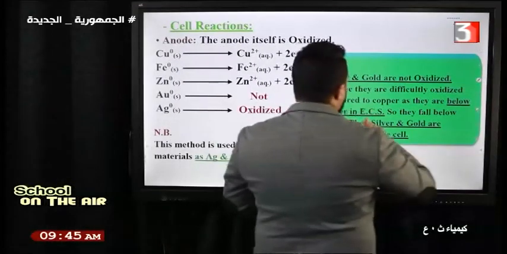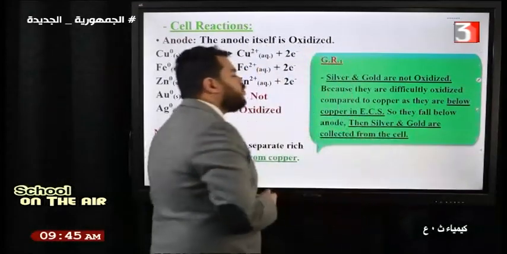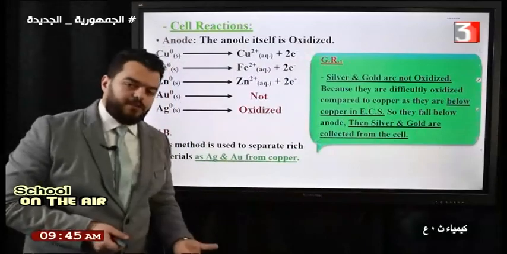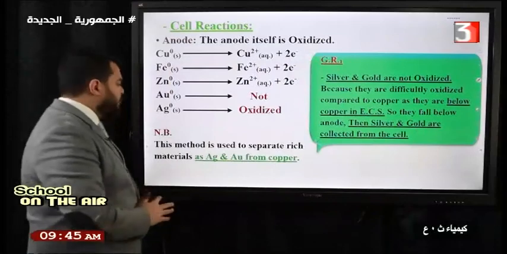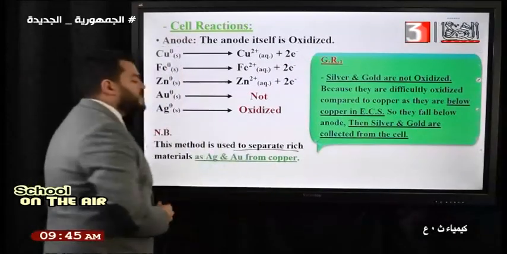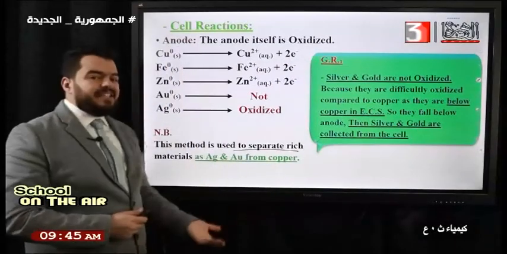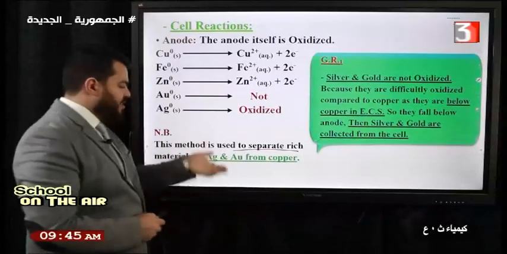Because they are below the copper in the electrochemical series, it is difficult for them to replace the copper in the copper sulfate solution. After that, you are going to separate these rich metals to sell them or make use of the silver and of the gold.